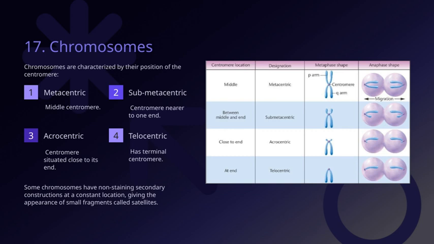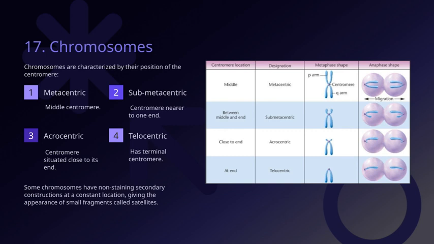Moving on, we have chromosomes where the centromere is closer to one end, but not at the very end. These are called submetacentric chromosomes. The centromere here is situated near the end, but not quite at the tip. Then, there are acrocentric chromosomes, where the centromere is positioned much nearer to one end, creating a distinct long arm and a very short arm.